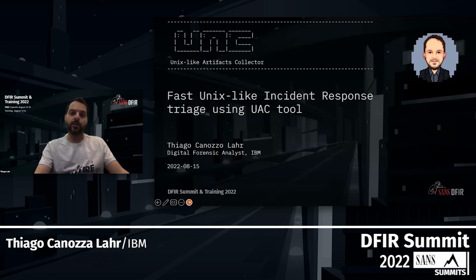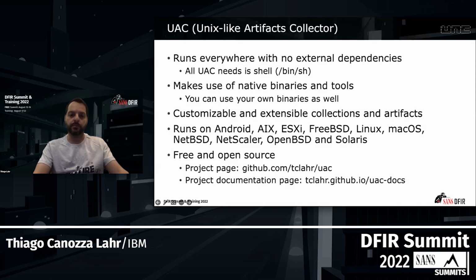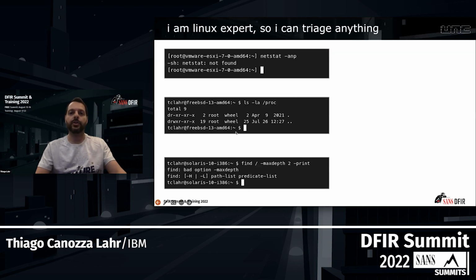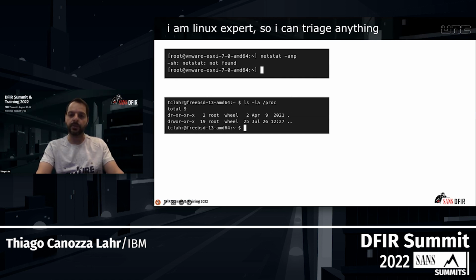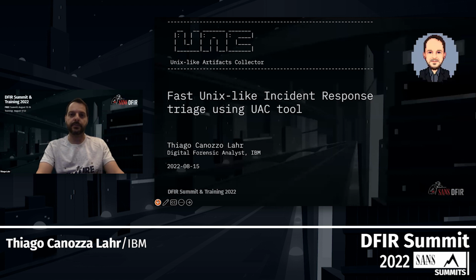So moving on, I'm here to talk about how to fast triage Unix-like systems using the UAC tool. In the first part of this presentation, I will basically show how UAC works, and then we're going to jump into analysis of a compromised Linux system, okay?